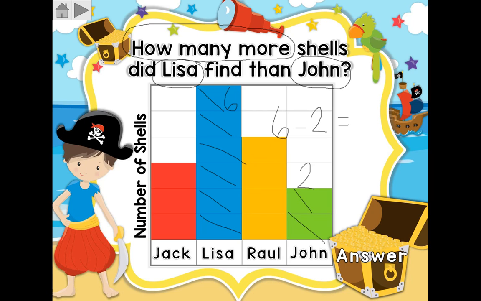I'm going to use touch math to solve. I like to circle my bigger number first and then count backwards. 6, 5, 4. Great job. Now I know that Lisa found 4 more shells than John. Let's check our answer. Great job.